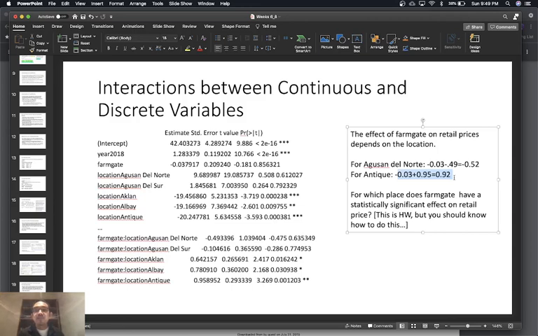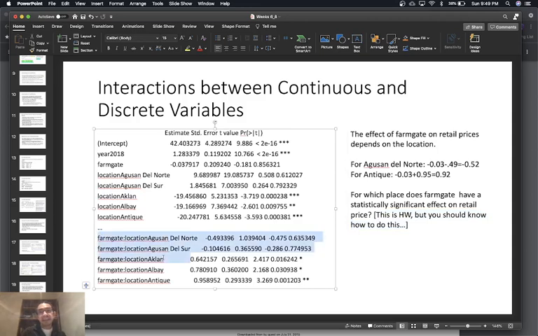For which place does farm gate have a statistically significant effect on retail price? So again, you are looking at the coefficients here. Actually, I'm not sure if this is homework. I'm going to check tonight if this is still the homework. But the idea here is you can look at the interaction terms here, right? Because these now would tell you which places have a statistically significant effect on retail price by location.